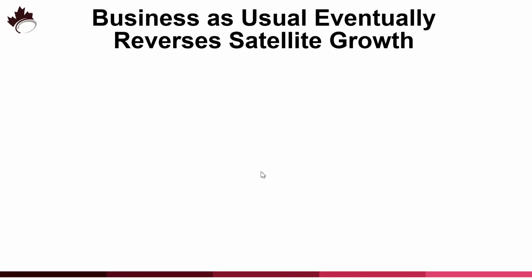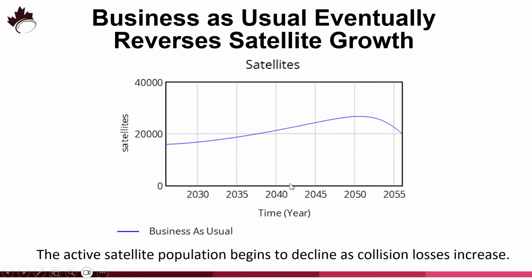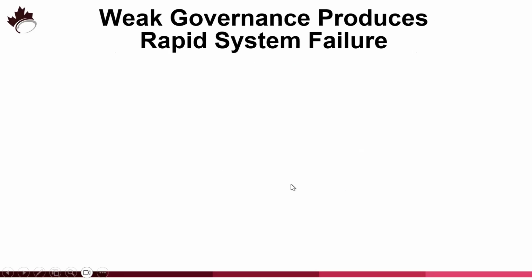Business as usual eventually reverses satellite growth. So here's the picture that was generated in the business as usual case. We see that we grow quite substantially, but around 2050, we end up seeing a decline in the number of satellites created by collisions. And the active satellite population begins to decline after collision losses increase.